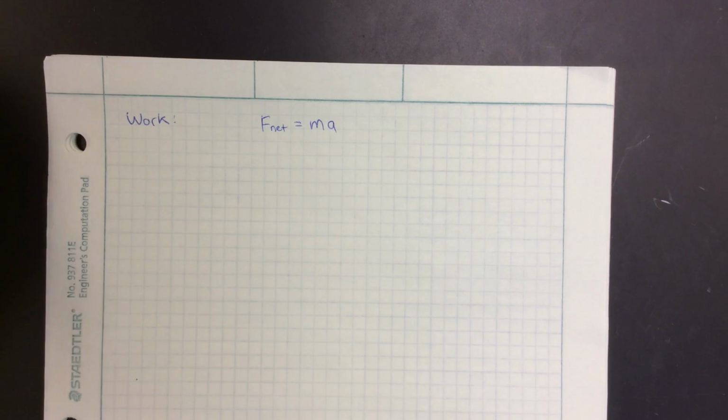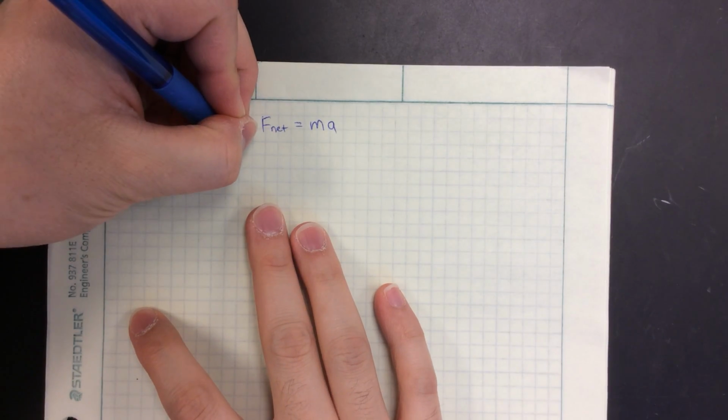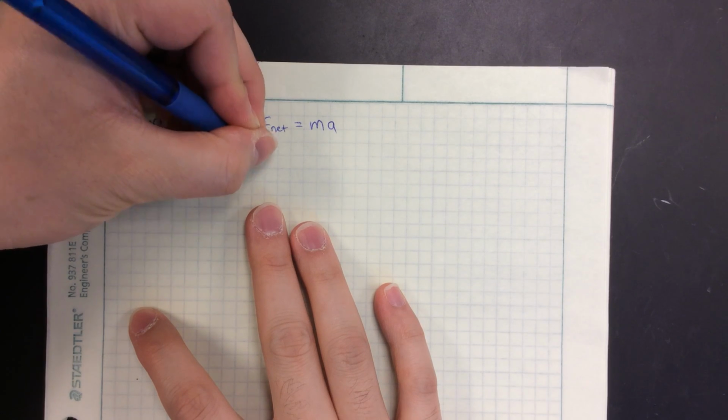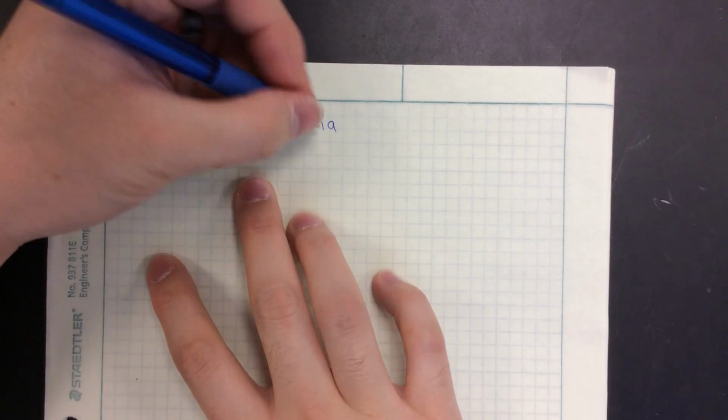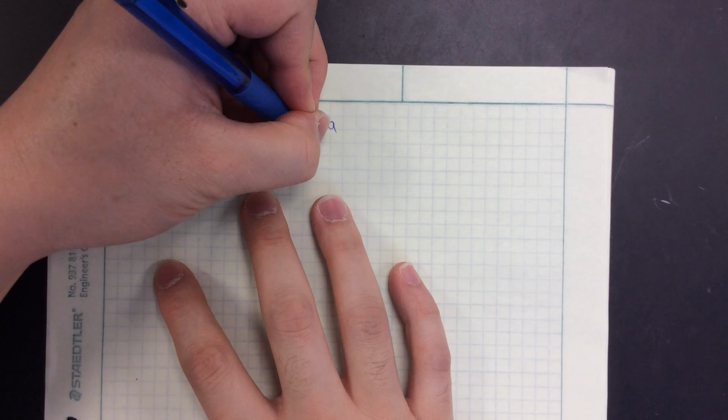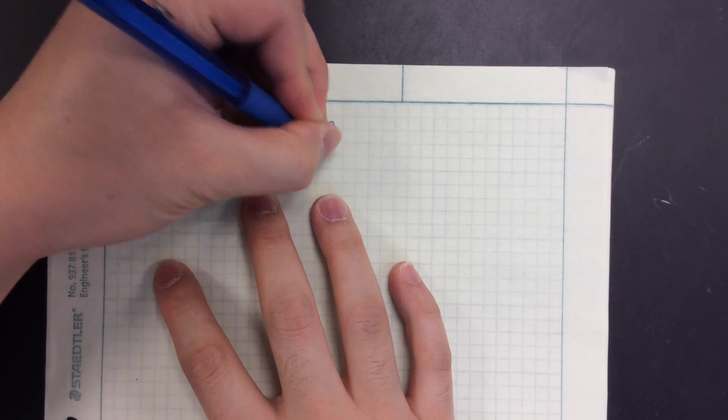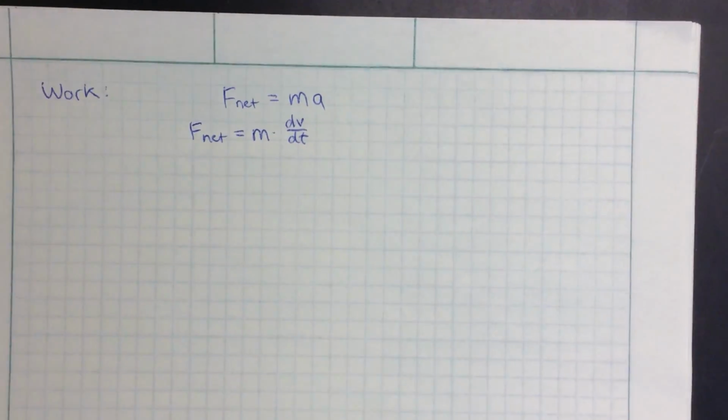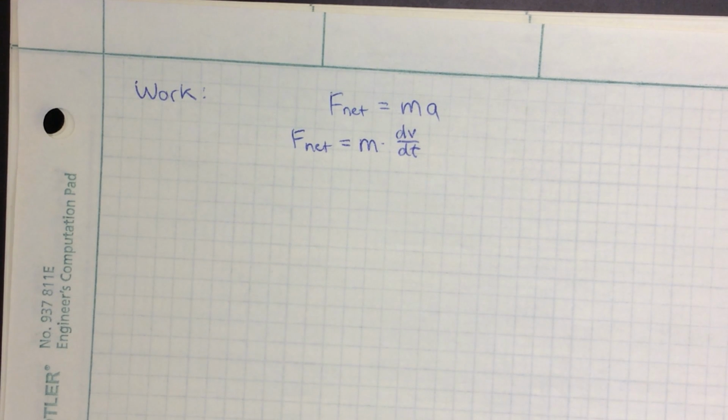Okay, and from here we can say that your acceleration, let's do that in terms of velocity, we'll say that your net force equals your mass times your rate of change of velocity. Okay, that's what acceleration is. That's the definition of acceleration.